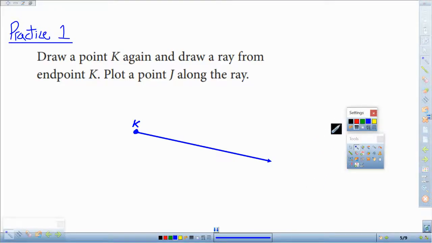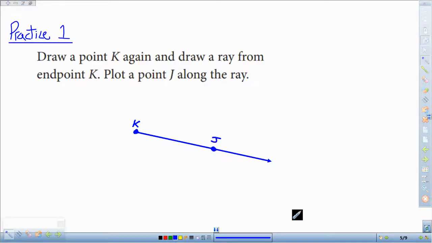And the last thing, it's saying to plot a point J along the ray. So somewhere along the ray, it doesn't really matter where you put it. I'm going to put it right here. I'm going to put point J. It didn't ask us, but let's go ahead and add the name for our ray here. So I can call this ray KJ. The symbol for ray, remember, is an arrow in one direction, and then KJ.